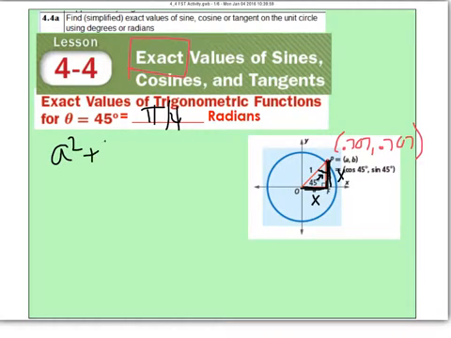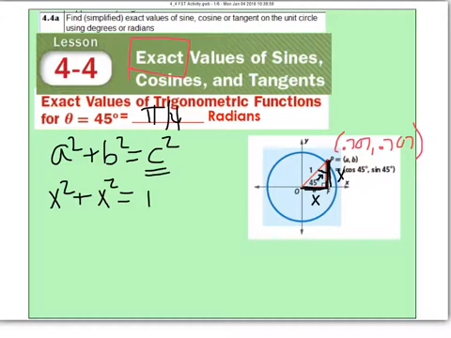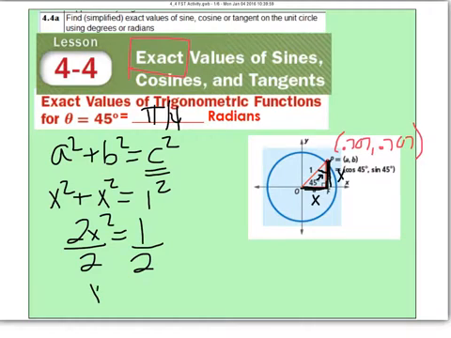We'll use the Pythagorean Theorem. A squared plus b squared equals c squared, where c is the hypotenuse. So for my a, I'll call it x squared. For the b, I'll do the second x and square it. And then the c is going to be 1 squared. Well, x squared plus x squared is 2x squared. 1 squared is 1. To solve algebraically, divide by 2. So x squared is 1/2.